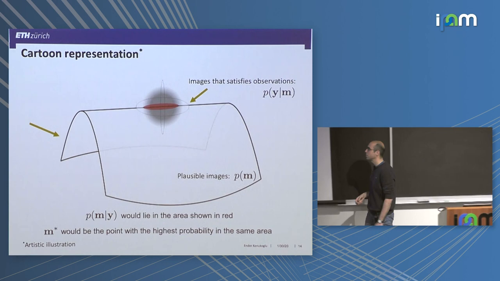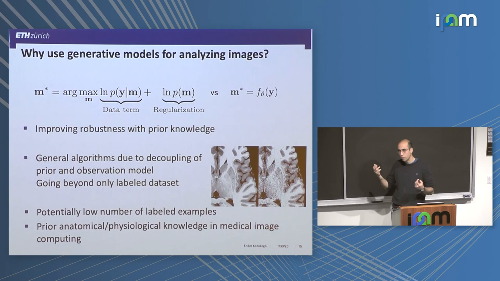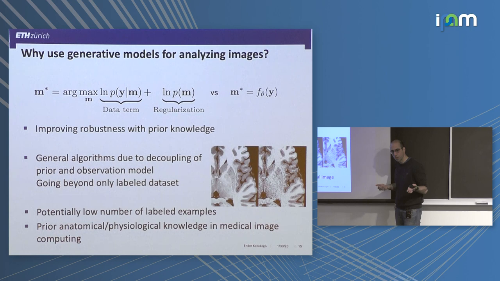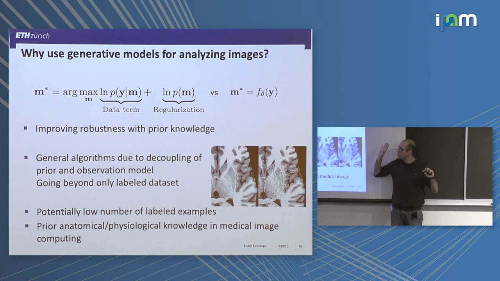Okay, so this was a very quick recap of generative modeling. And one might ask, why do you even want to use generative modeling? Well, there are certain really nice advantages to it. That was one of the discussions that Michael had in the last lecture as well. First of all, it really decouples the observation model from your prior model. So you really have two distinct versions of how the observations are acquired and what the reality should be.